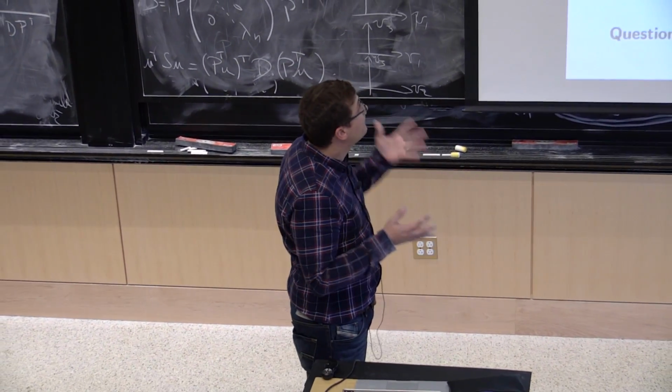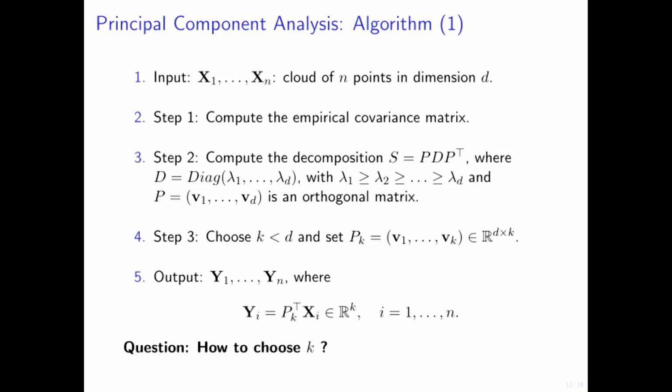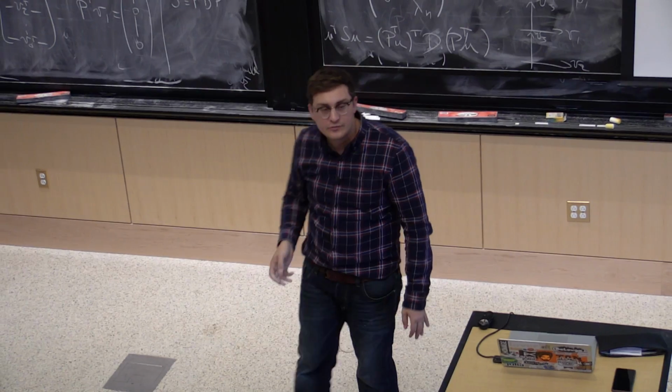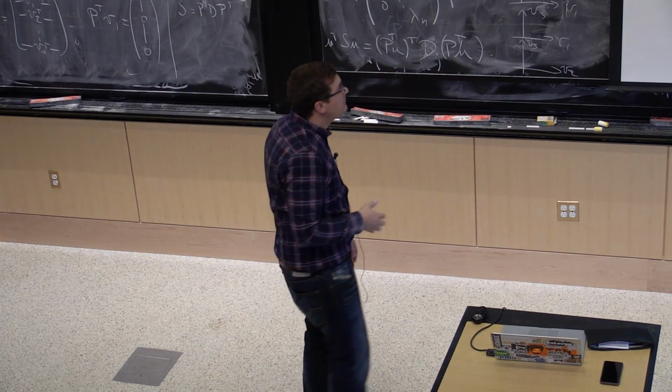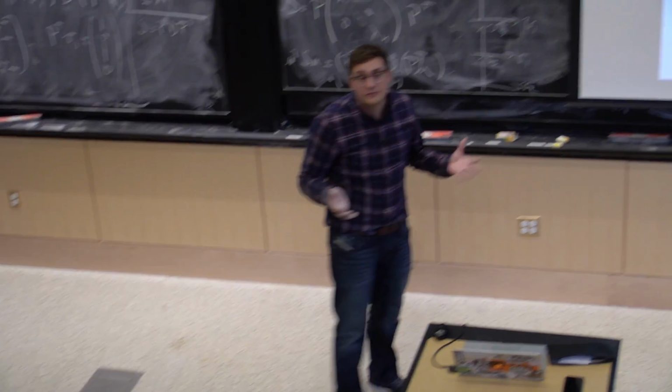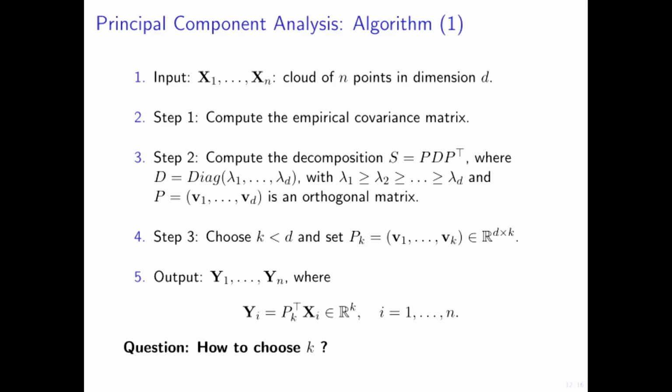OK, so this is the actual principal component algorithm, how it's implemented. And it's actually fairly simple. I mean, it looks like there's lots of steps, but really there's only one that's important. So the first one is the input. I give you a bunch of points, x1 to xn in d dimensions. OK? And step 2 is, well, compute their empirical covariance matrix S. The points themselves, we don't really care. We care about their empirical covariance matrix. So it's a d by d matrix.